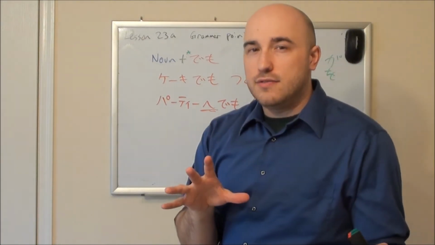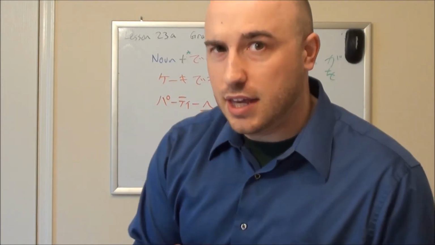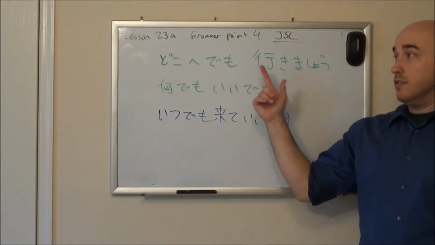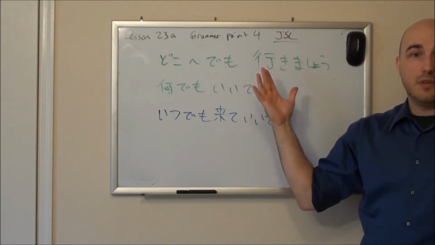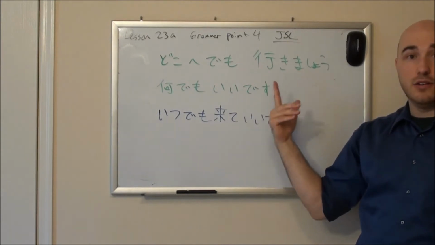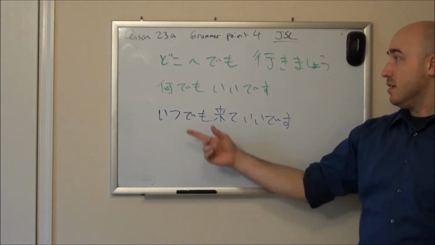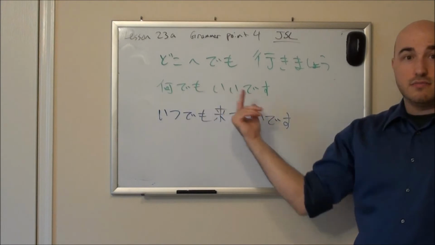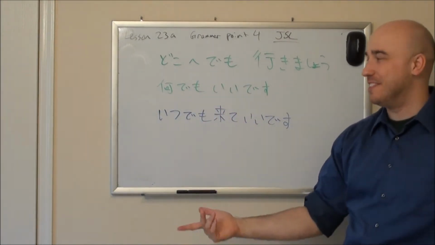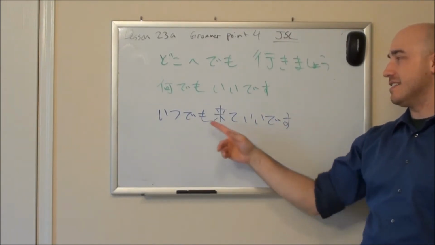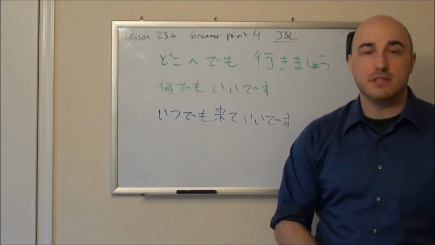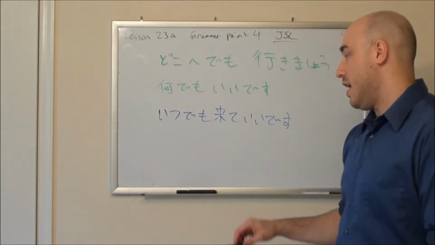These aren't interrogative nouns, but they could be. Doko e demo ikimashou. Basically the exact same sentence that we just had with party, but now we're just replacing party with doko. Doko e demo ikimashou. Hey, let's go to some place, any place. Nandemo ii desu. Hey, anything is totally fine. Itsu demo kite ii desu. Whenever you want to come is fine. Itsu demo kite ii desu. And things like that.